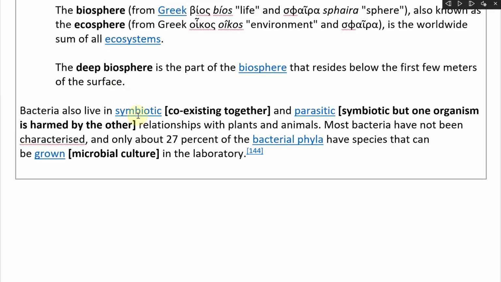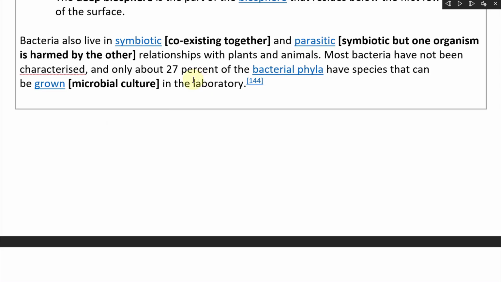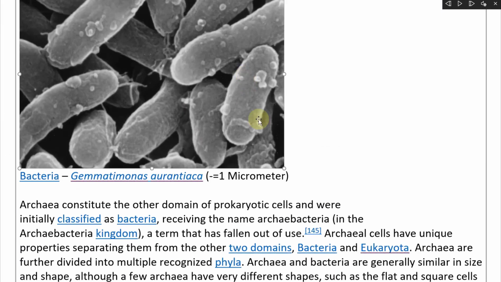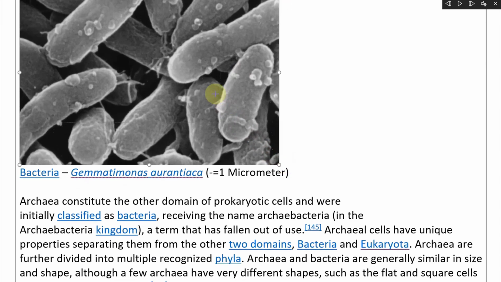All right, so continue further. Bacteria also live in symbiotic relationships, which means coexisting together, as well as parasitic, which is symbiotic but one organism is harmed by the other, with plants and animals. Most bacteria have not been characterized, and only about 27% of the bacteria phyla have species that can be grown in a microbial culture in the laboratory. It's pretty interesting, actually. So why not all of them?